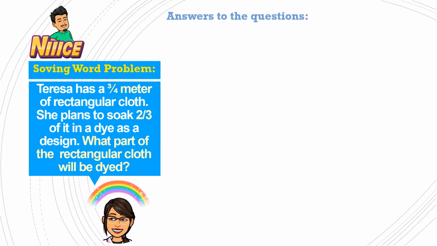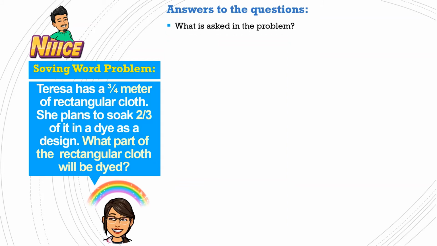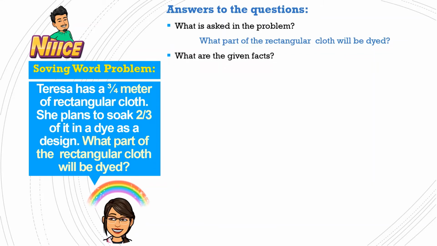Now, do you still remember the guide questions that we have at the beginning? We are now ready to answer. Let's have what is asked in the problem. What part of the rectangular cloth will be dyed? And then, what are the given facts? You have there 3/4 meter rectangular cloth and 2/3 parts of cloth to be dyed.